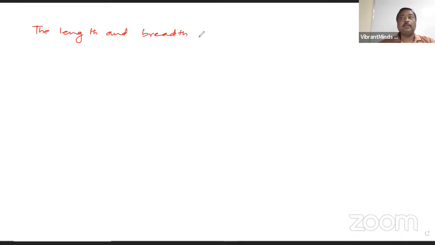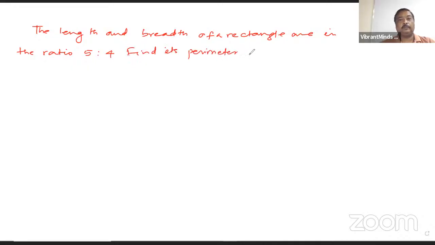The length and breadth of a rectangle are in the ratio 5:4. Find its perimeter if area is 180 centimeters.